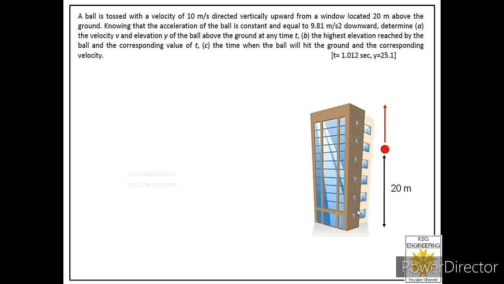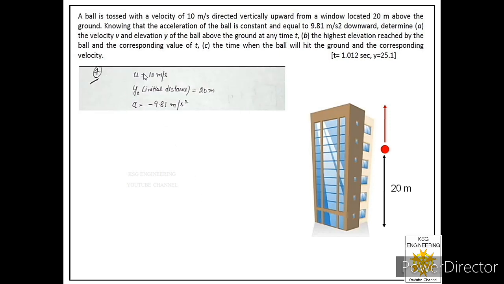So we are given this situation. A ball is thrown from the window in our direction with a velocity of 10 meter per second, and that window is located at 20 meter from the ground, and we are asked to find velocity and elevation y of the ball above the ground at any time t.